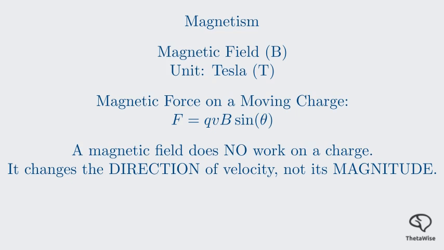The direction of the magnetic force is found using the right-hand rule. For a positive charge, point your fingers in the direction of velocity, v. Curl them towards the magnetic field, B, and your thumb points in the direction of the force, F. For a negative charge, the force is in the opposite direction.